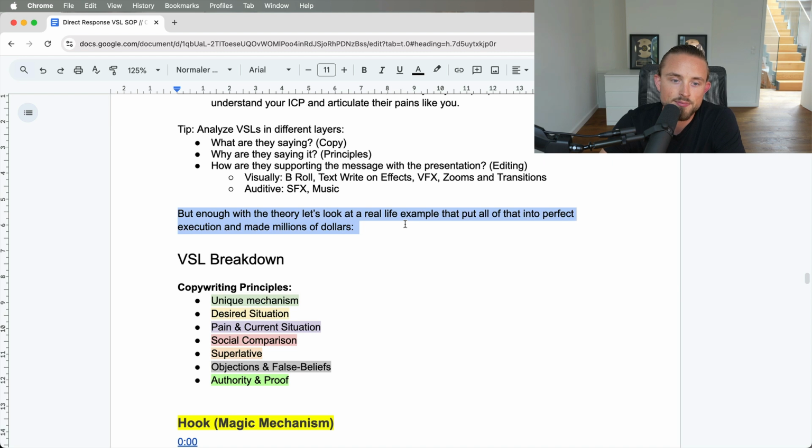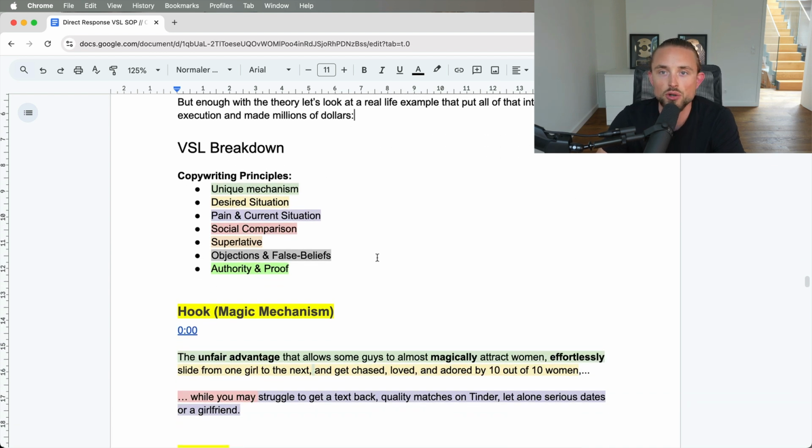So now we've gone through a lot of theory, but I want to focus on a real life example now. That's really perfect execution of all of this. And this is the exact VSL SOP that we've used to drive over $50 million for our clients and our brands. And this is just one of the many examples, but I figured I'm going to walk you through one of them, right? So, VSL breakdown.